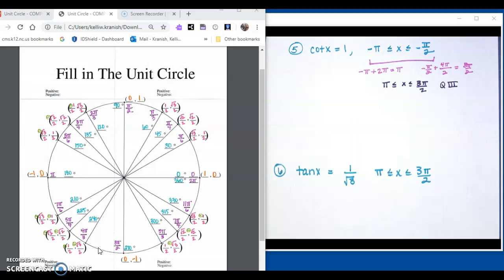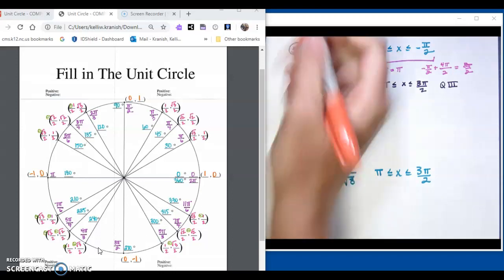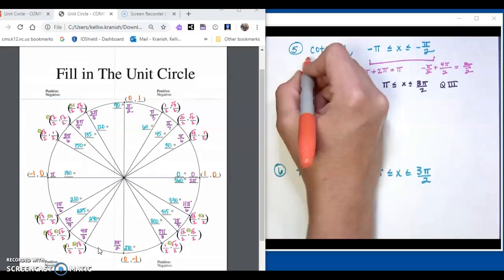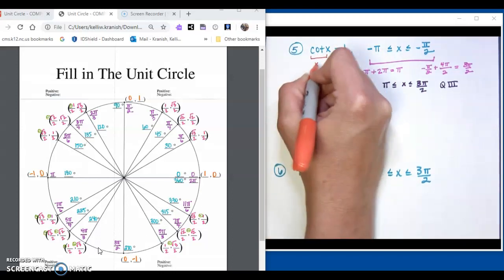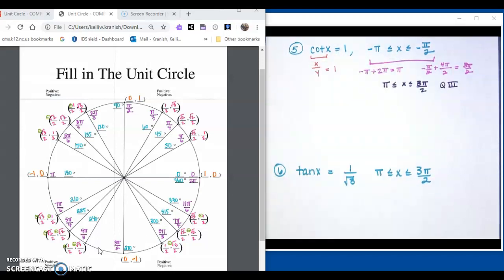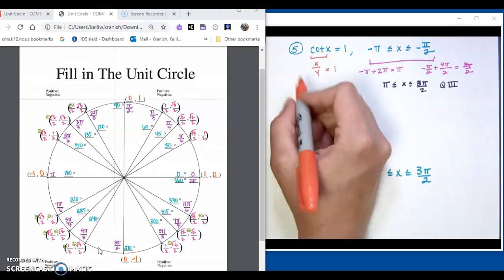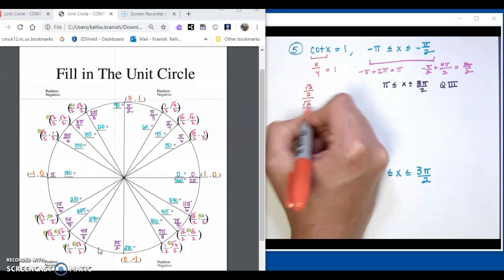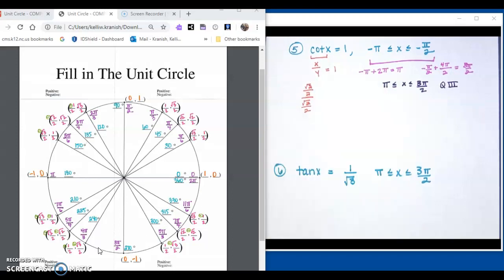So cotangent, we know it goes with tangent. Okay, so tangent is y over x, so we know cotangent is x over y. So we're trying to figure out when x over y is equal to 1. Okay, the only time that ever happens on your unit circle is whenever you're going to have the square root of 2 over 2 divided by the square root of 2 over 2. Now, they could be positive, negatives.